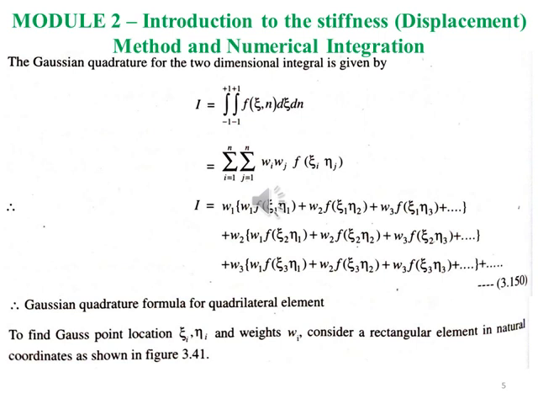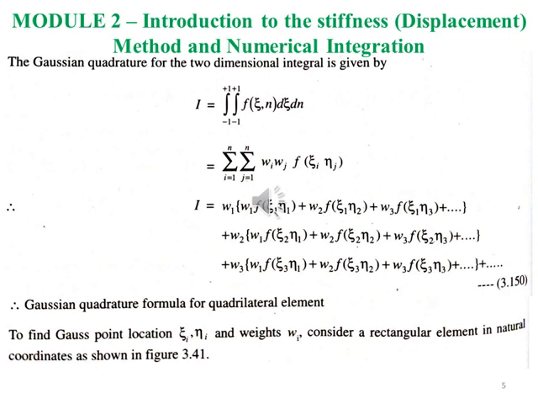Similarly, plus w2 into w1 f of z2 n1 plus w2 into f of z2 n2 plus w3 into f of z2 n3. So it goes on until the value of n reaches n. Similarly, w3 into w1 f of z3 n1 plus w2 into f of z3 n2 plus w3 into f of z3 n3, it goes on until the value of n becomes n.